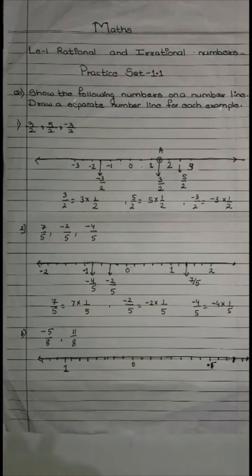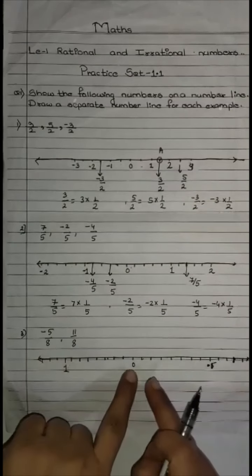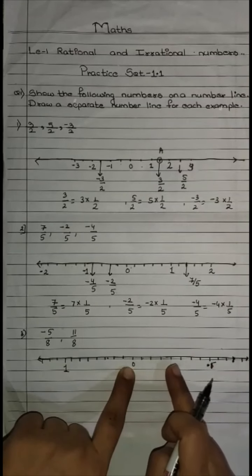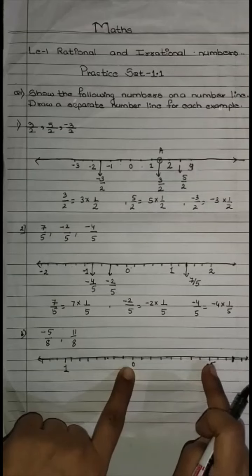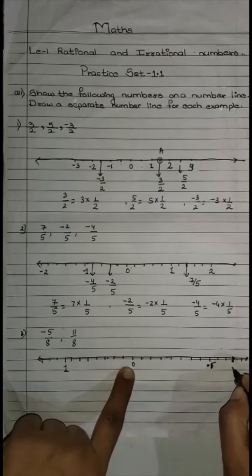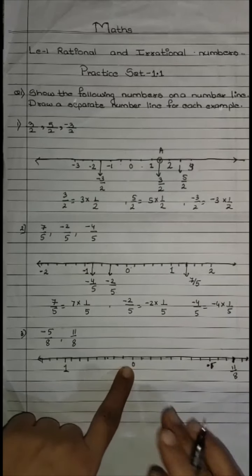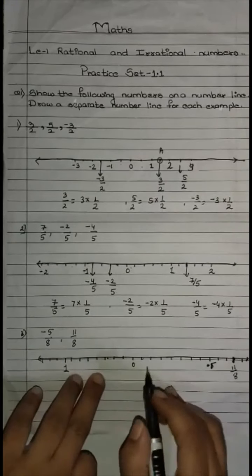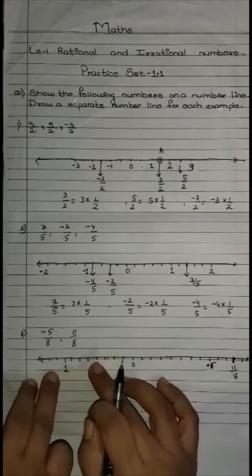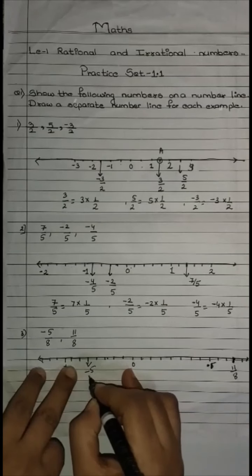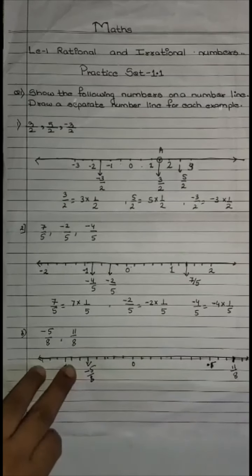Now minus 5 by 8 and 11 upon 8 means from 0 you have to select the 11th point. 1, 2, 3, 4, 5, 6, 7, 8, 9, 10, 11. Means this is your 11th point, that is your 11 upon 8. And from the left hand side there is a minus sign, means fifth point. 1, 2, 3, 4, 5. This is your fifth point, means this is your minus 5 upon 8.